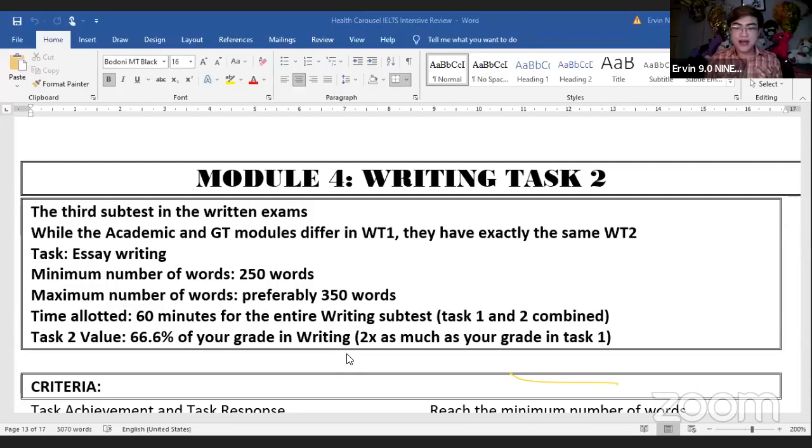Now, what about the values? Task one is worth 33.3% of your grade, whereas task two, 66.6%. Now, the question is, between the two, which task are you supposed to prioritize in the actual exam? Is it task one or task two? Kindly type on the chat box. Which one should you prioritize? Is it task one or task two?